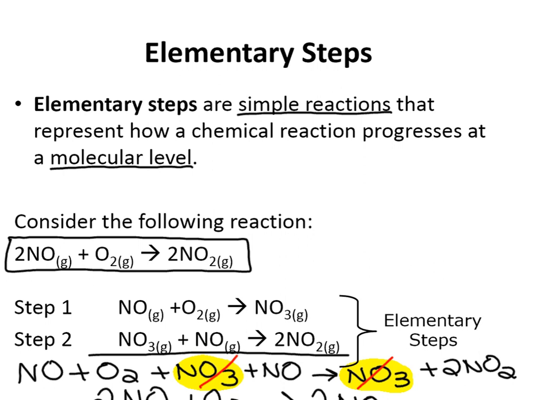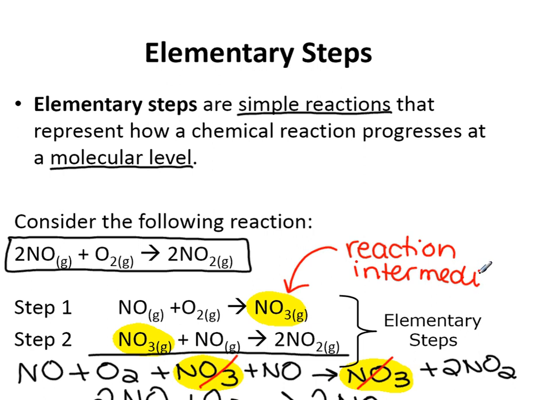Now what's going on with that nitrogen trioxide? It's called a reaction intermediate. One step produces the compound, and then it's consumed immediately in the next step. So it appears and then disappears. Depending on how many steps you can have, there can be multiple reaction intermediates, sometimes 2, sometimes 3.